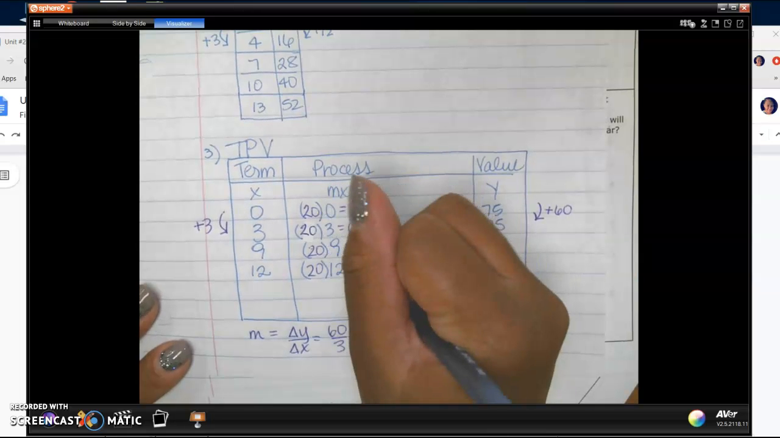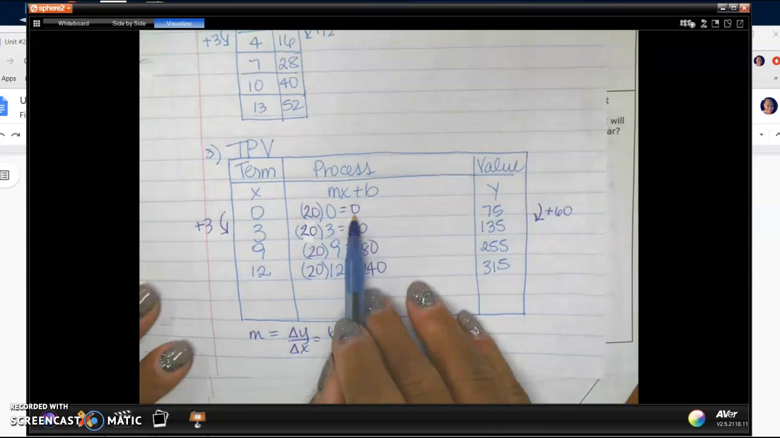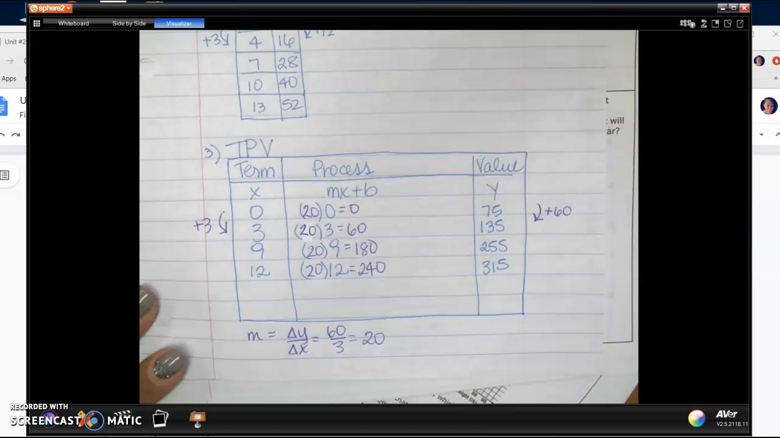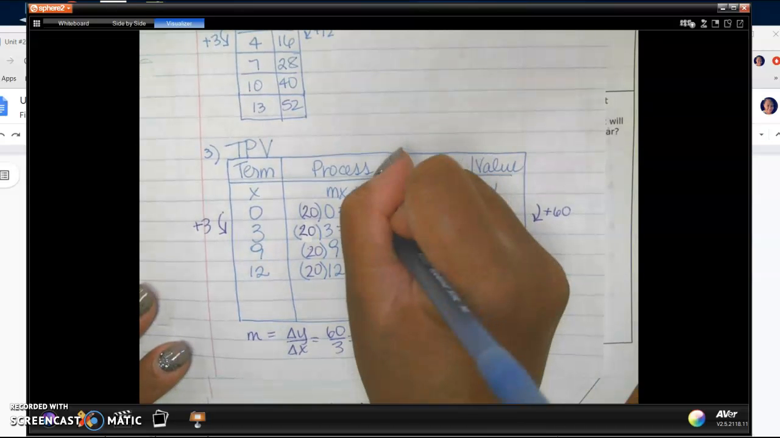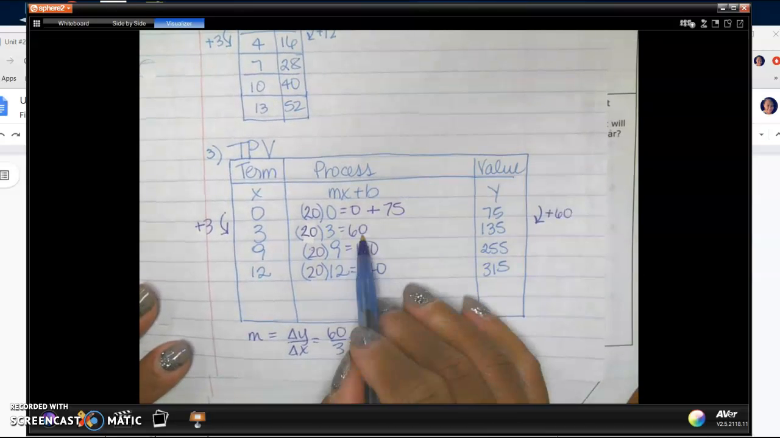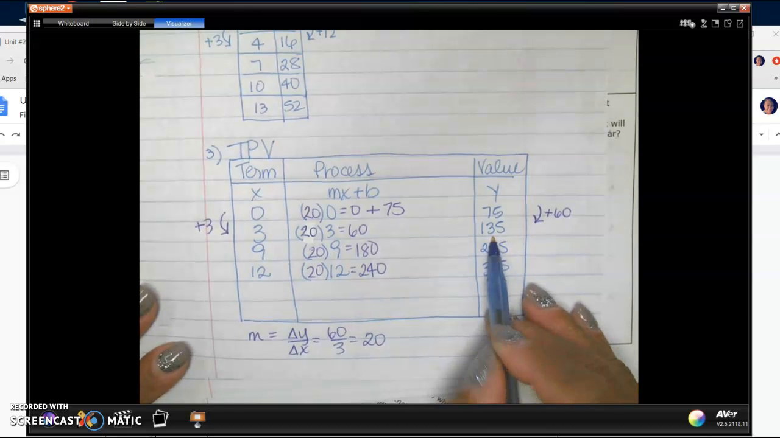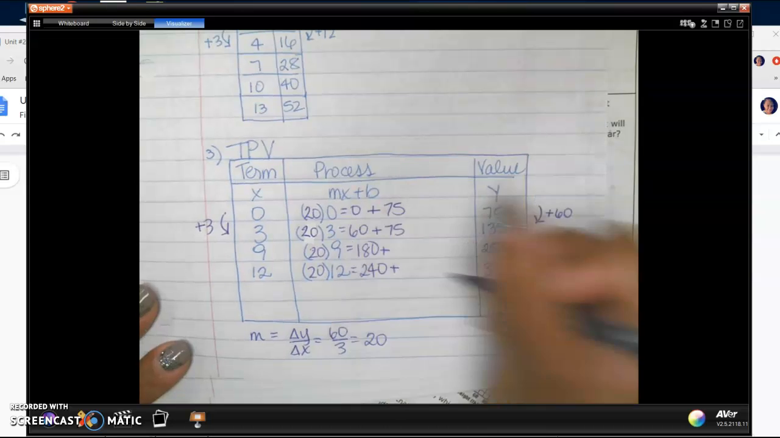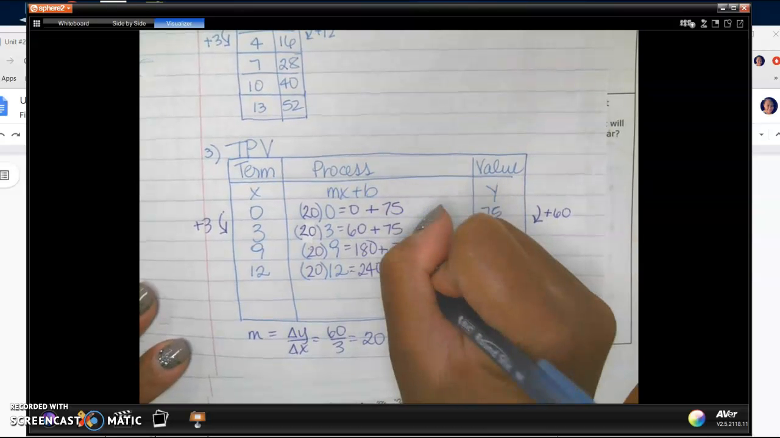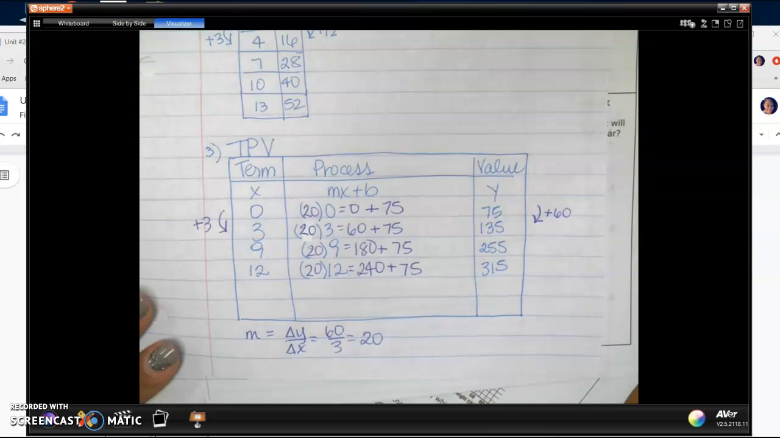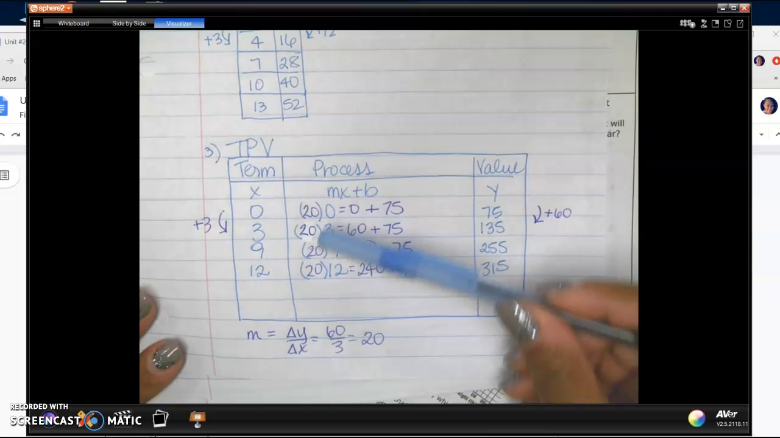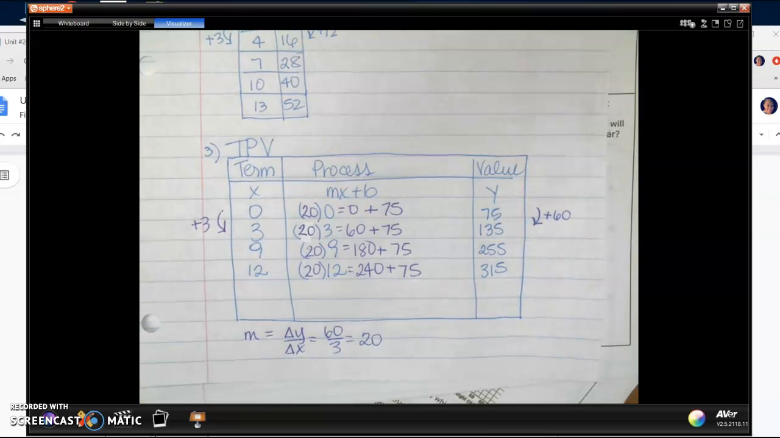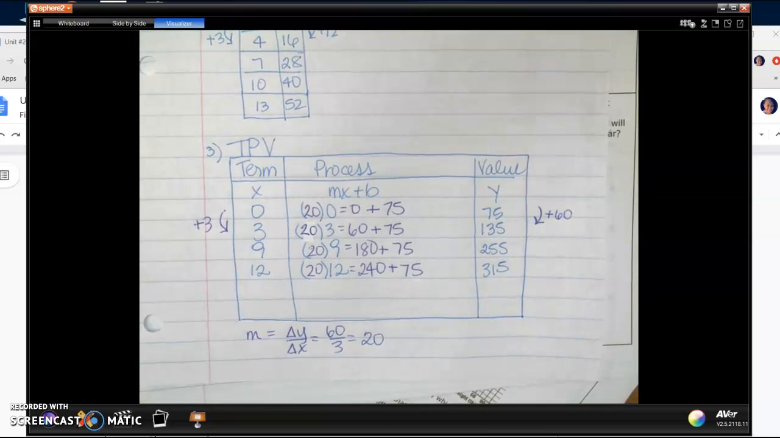240 for this one. Now, how do I get from 0 to 75? Add 75. How do I get from 60 to 135? Add 75 again. What am I adding each time? 75 is my constant. It is constantly staying the same while my X is changing. And my y is changing because they are variables.